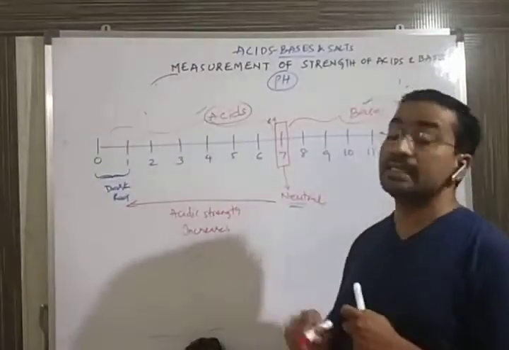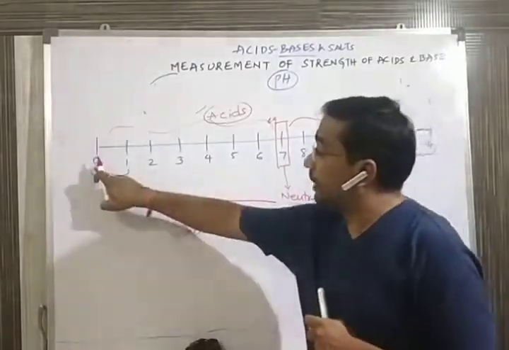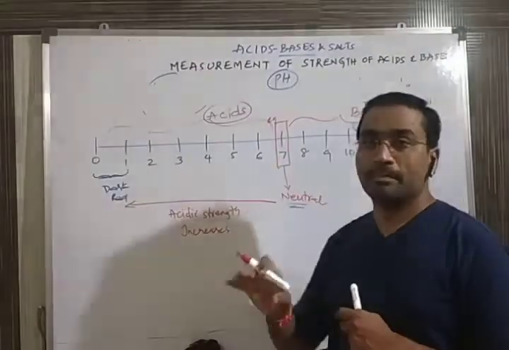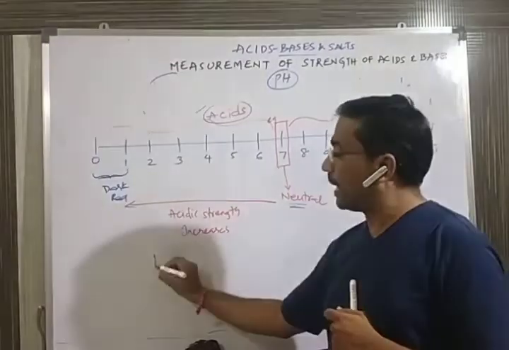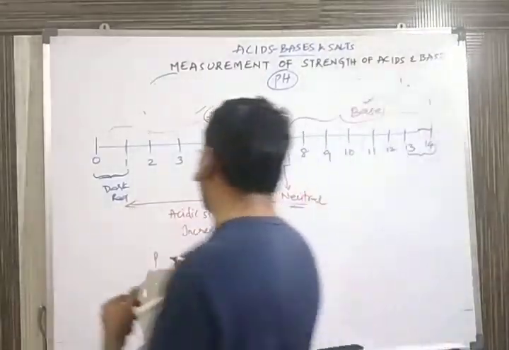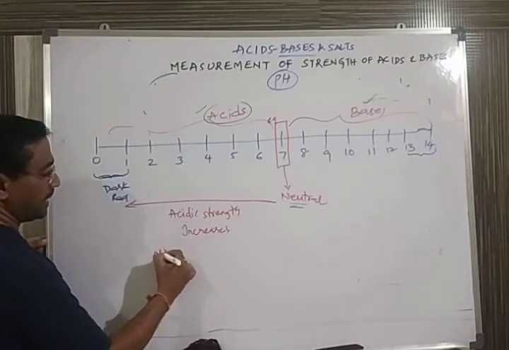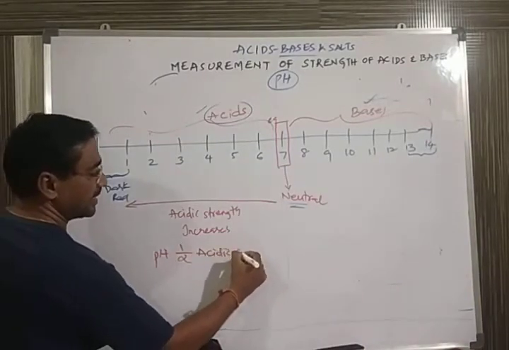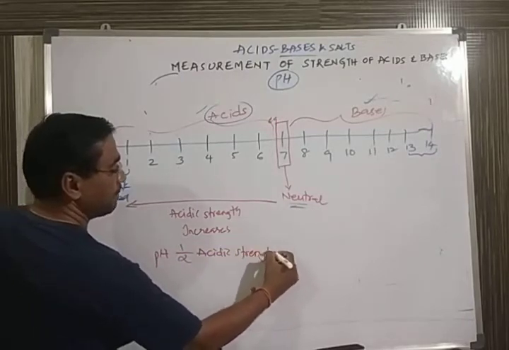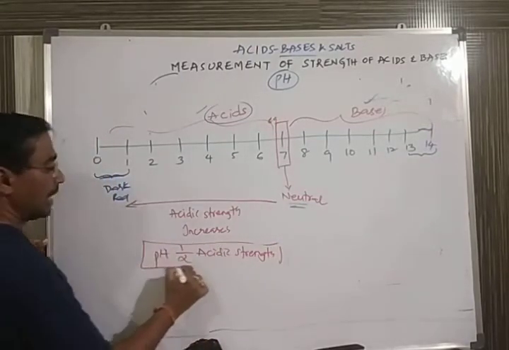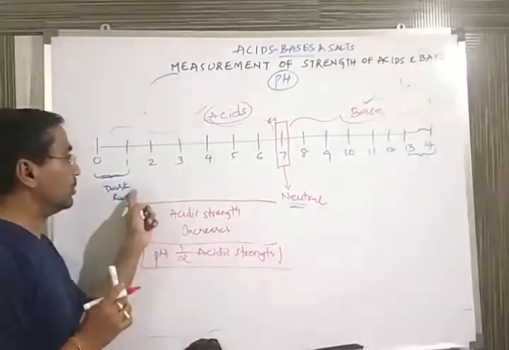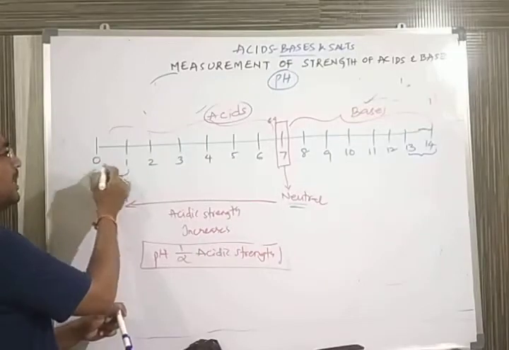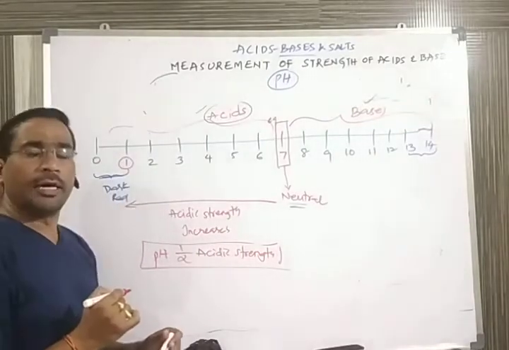Acidic strength increases as the value goes down, whereas in ordinary mathematical values, 0 and 1 are small. But here, the pH value is inversely proportional to acidic strength. It means the lesser the pH value, the greater the acidic strength.